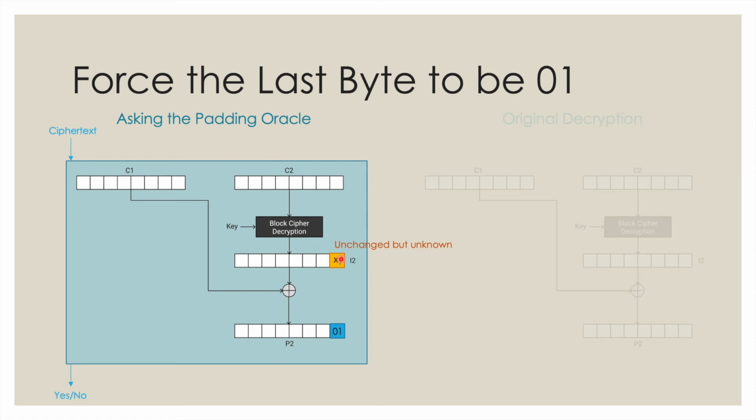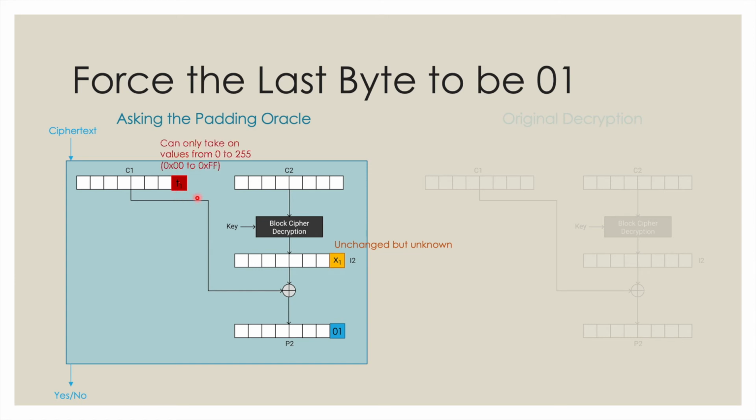Then we're going to try and change C1. We only need to change the last byte of C1 since we're only trying to change the last byte of the plaintext to become 01. So let's call this last byte of C1 T1. But the thing is, what should we change this value of T1 to? This is where an exhaustive search comes in.